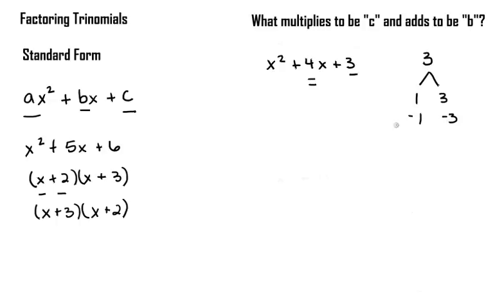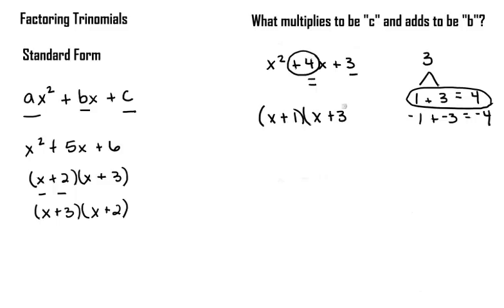And then to figure out which one of these adds to be 4, we simply add them. So 1 plus 3 is 4, and -1 plus -3 is -4. And because we want it to multiply to be 3 and add to be a positive 4, then we know that 1 and 3 are our answers, and we write it as x plus 1 times x plus 3. Let's look at another example.